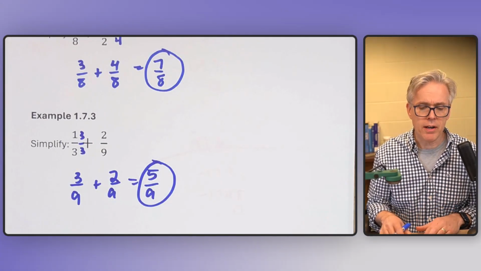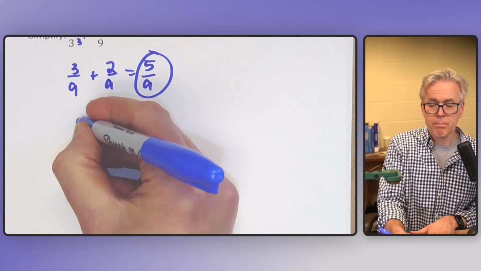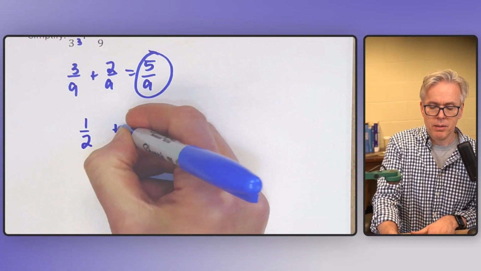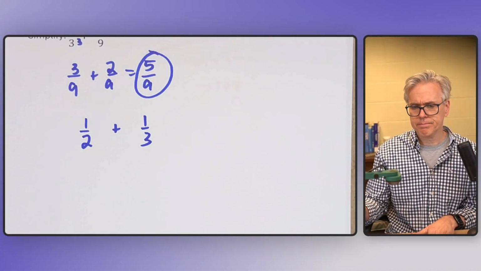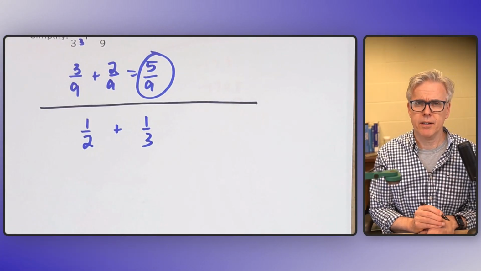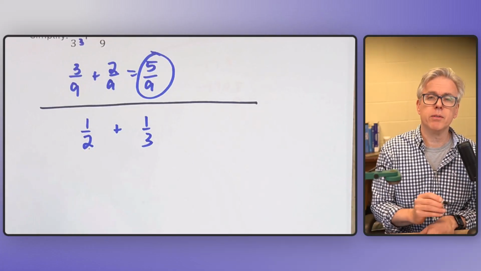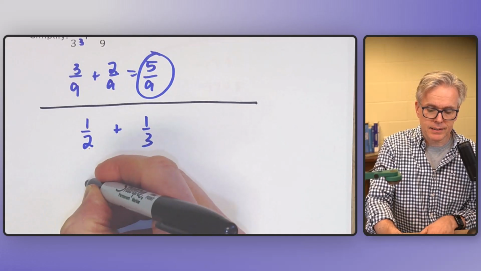Now I'm going to give you an add-on bonus example that's not in the text right now. What if both denominators are different? What if I have 1/2 plus 1/3? So what would be a common denominator here? To get a common denominator, what's one number that both 2 and 3 will divide into evenly? 6. So how do I get this to be a 6?